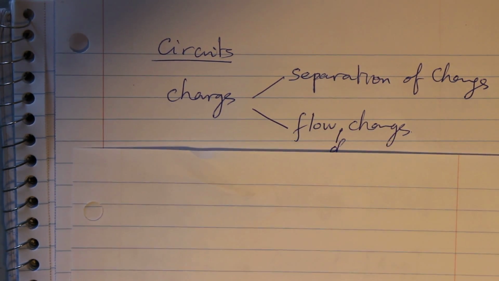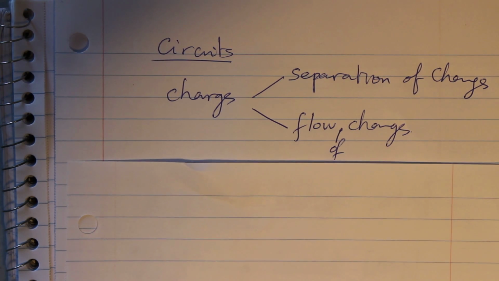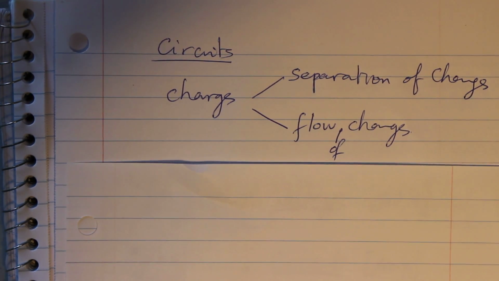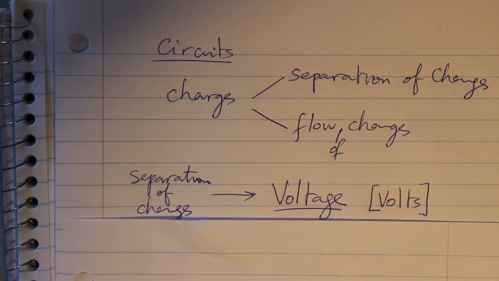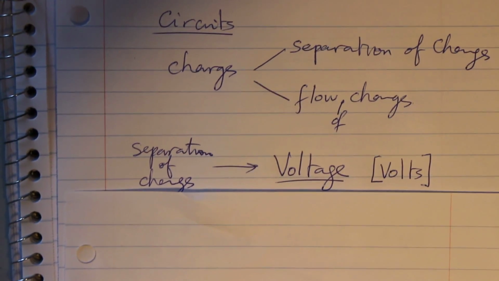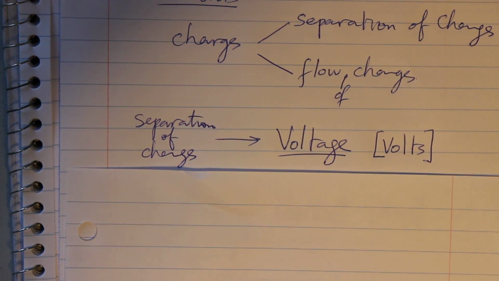When we talk about electrical circuits, we think about charges. There are two aspects: the separation of charges and the flow of charges. The separation of charges is described by the force that separates the charges. When we separate them, that's described by what we call the voltage. The voltage is in volts, that's the units.